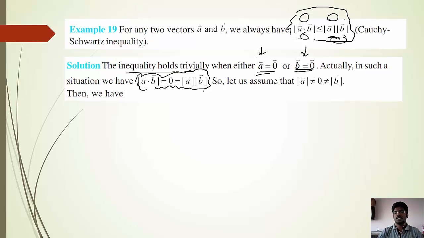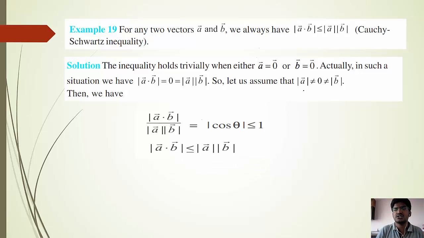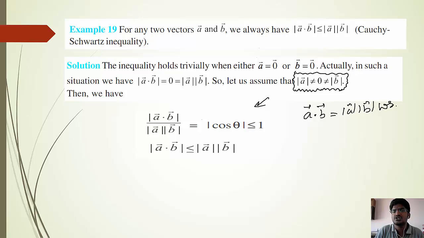So let us assume that mod of vector a is not equal to 0, and mod of vector b is not equal to 0. Clear? So from this, now let us move forward. See here, what have we considered? We have considered mod of vector a is not equal to 0, and b is not equal to 0. We have considered this particular thing, and we have solved this. How have we solved this? We have used the formula of a dot b. What is a dot b? Magnitude of a, magnitude of b, cos theta.